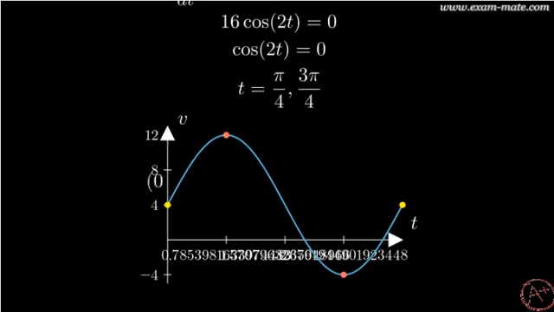Let's identify some key features. At t equals 0, the velocity is 4. At t equals pi, the velocity is also 4. The maximum velocity is 12, occurring when sine of 2t equals 1, and the minimum velocity is negative 4, occurring when sine of 2t equals negative 1.